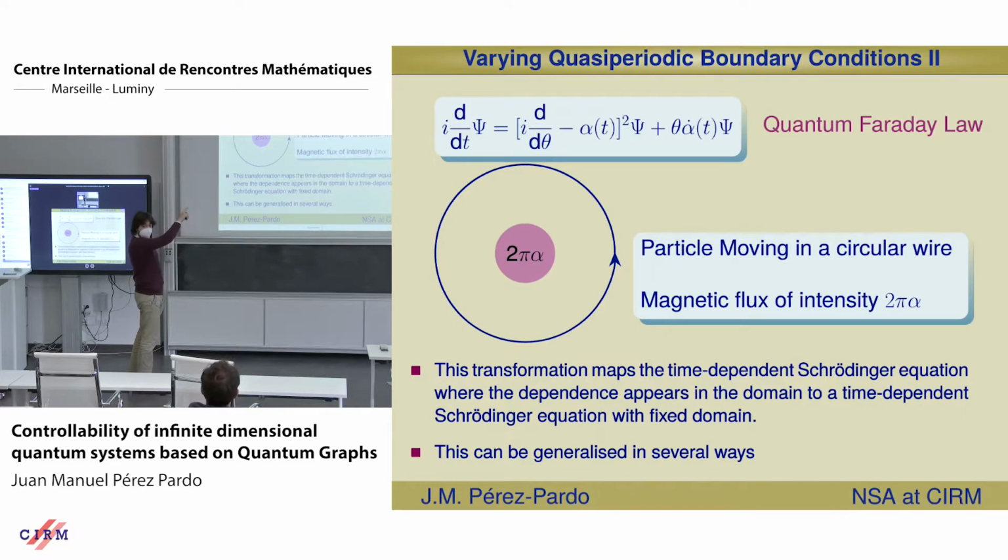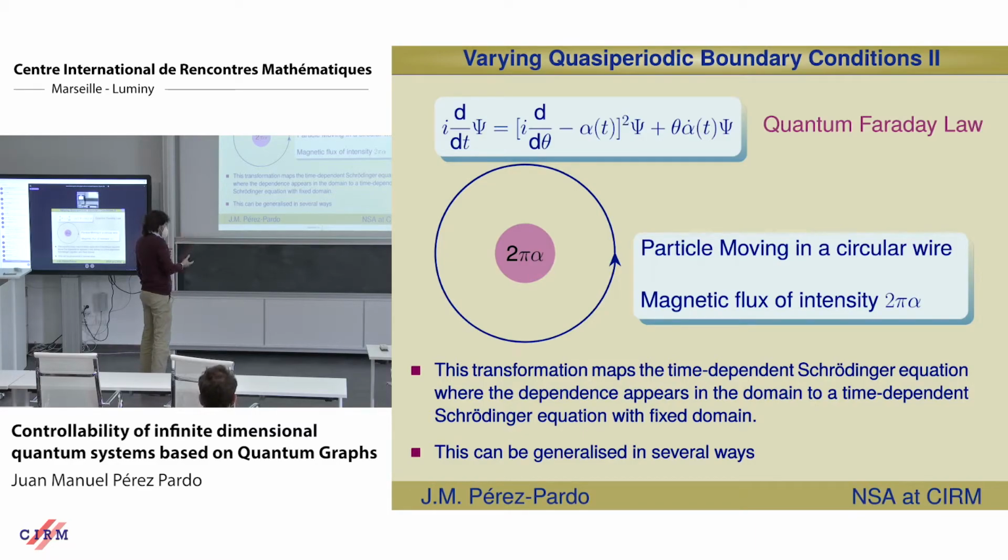And I like to call this the quantum Faraday law, because the extra term that we got because of this unitary transformation is just proportional to the derivative of the potential vector. So it's proportional to the derivative of the magnetic field, which is an electric field. So in this setting, we get a natural way of describing the quantum Faraday law. It is not correct to just introduce the time dependence in the potential vector, because then you miss the influence of the electric field.